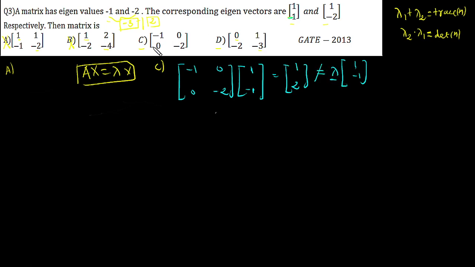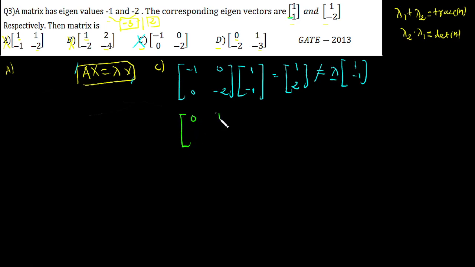So this condition is not going to hold for any scalar lambda. So option C is not the correct one, because it is not satisfying this condition for this eigenvector. In other words, the vector (1, -1) is not an eigenvector for this matrix. So option C is also canceled out. The only remaining option is D, which is of course correct. Let's check it for your clarity.